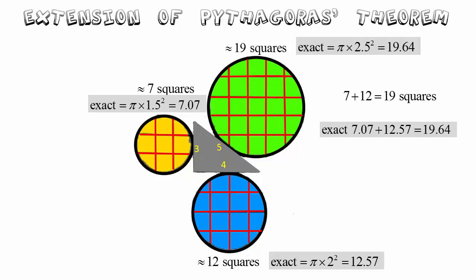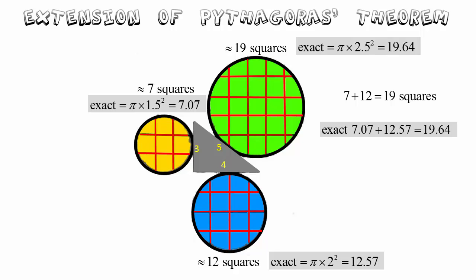To work out the exact values of the areas correct to 2 decimal places, we can of course use the formula for the area of a circle, pi r squared. So for the area of the yellow circle, the radius would be half of 3, which is 1.5, so the area would be pi times 1.5 squared, which is about 7.07.